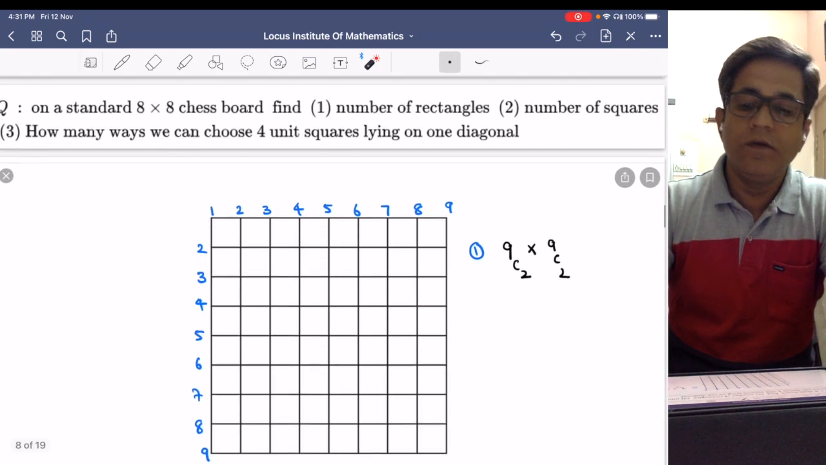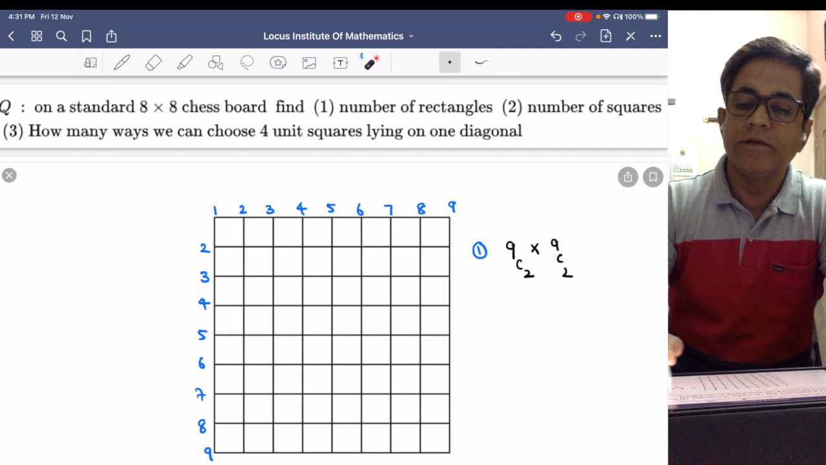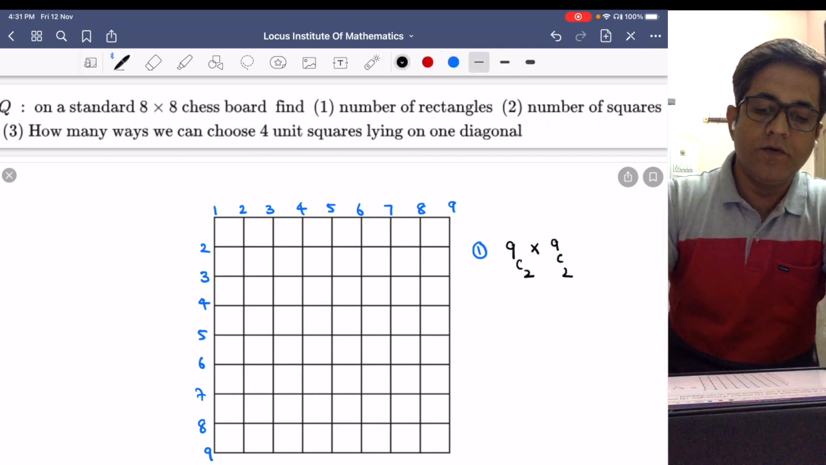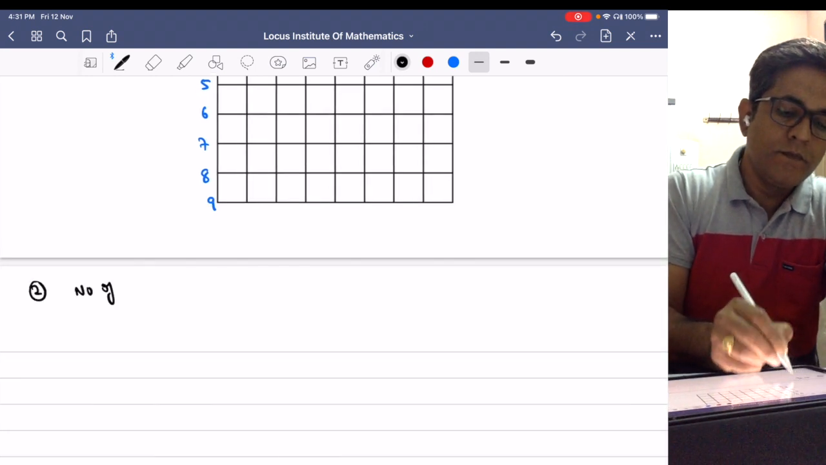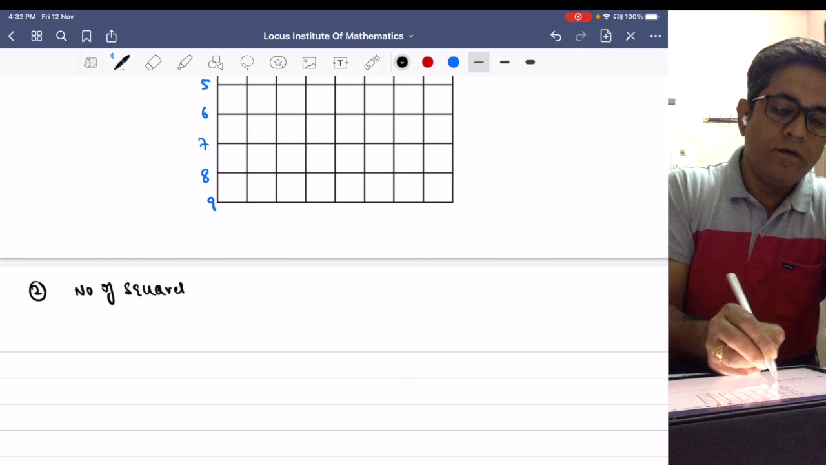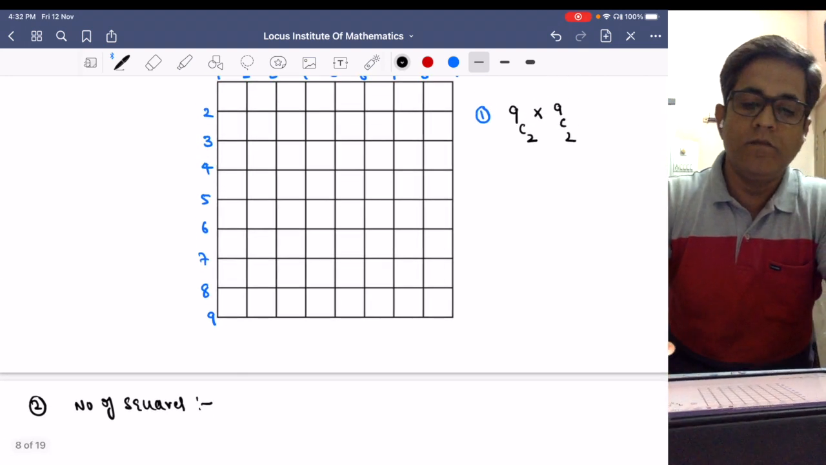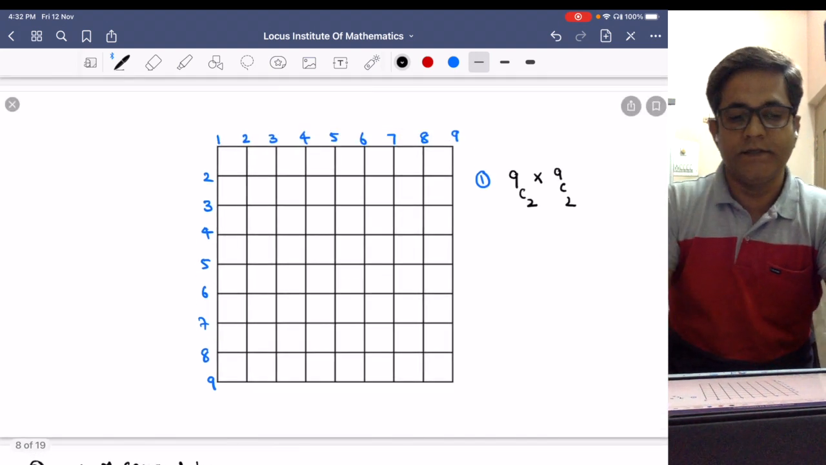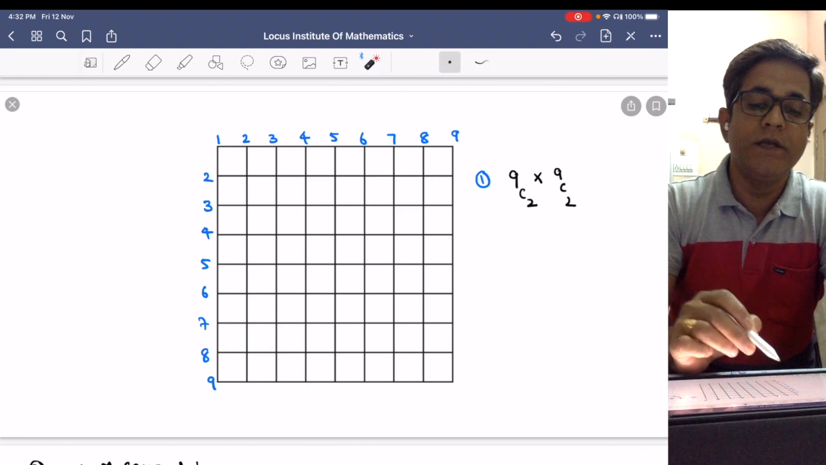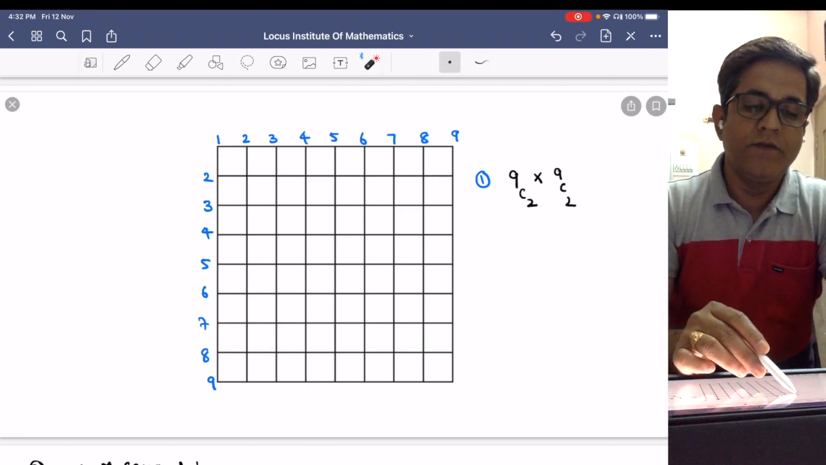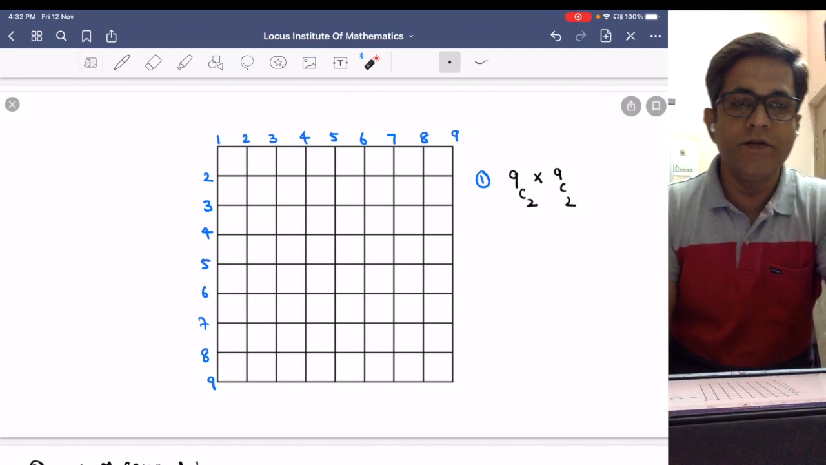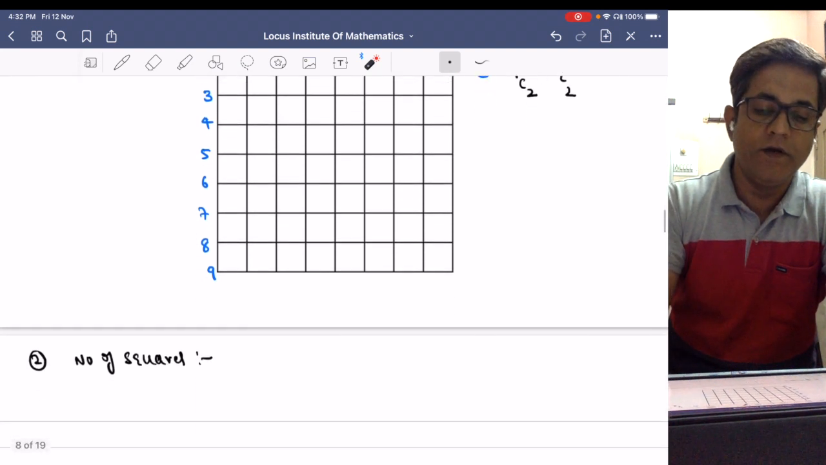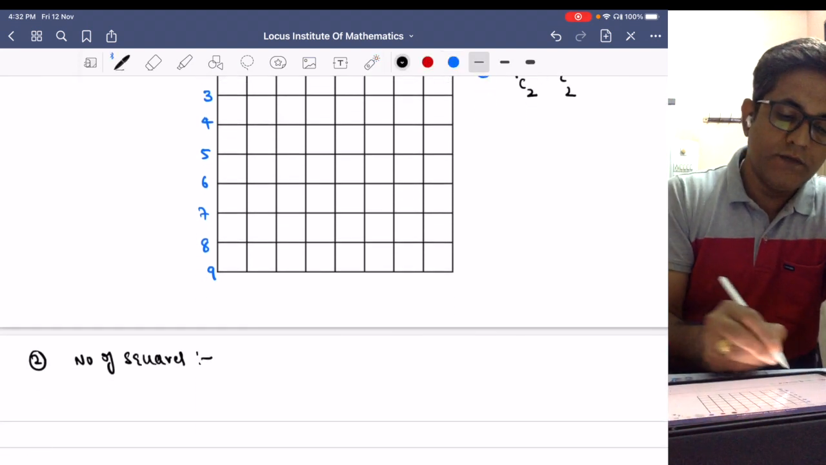Now question number 2, that is number of squares. We will solve this question by dividing it into different cases, because number of squares means different types of squares are there, that is 1 unit squares, 2 unit squares, 3 unit squares, etc. So first we will calculate 1 unit squares.